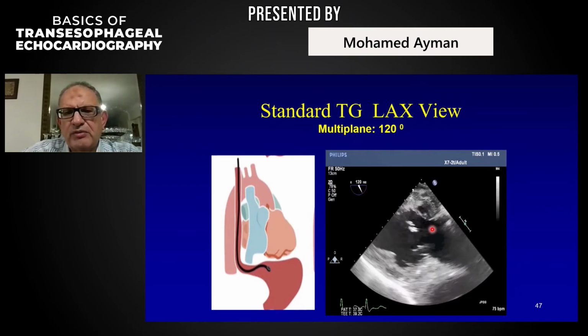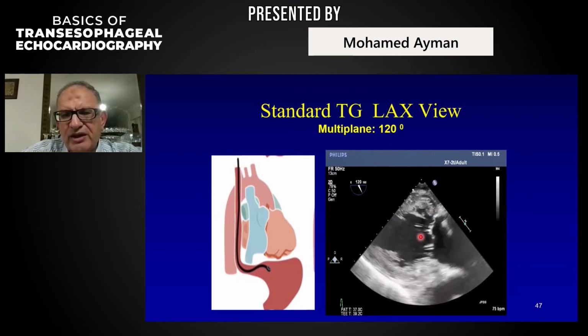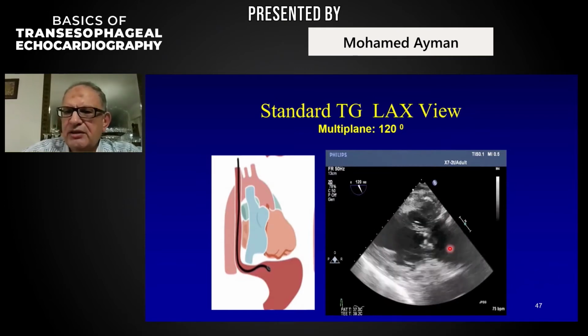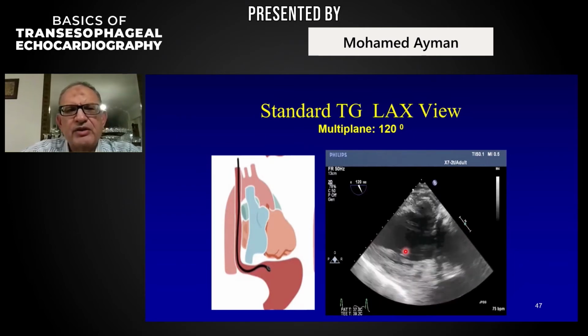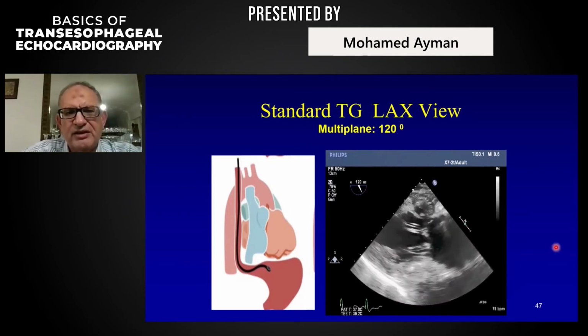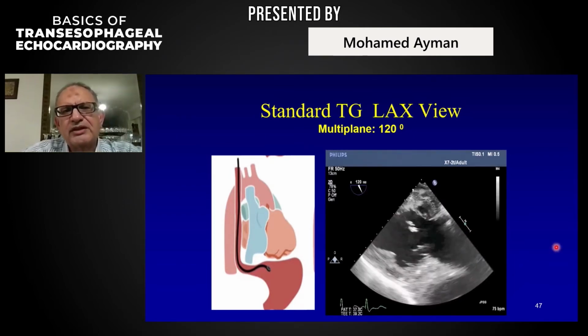This is the posterior mitral valve leaflet. In the far field, you can see the anterior wall of the left ventricle and the anterior mitral valve leaflet. You can see the very thin cord here, and we have the anterior papillary muscles. You can see beautifully the mitral valve and the subvalvular apparatus in this view. So we call this a standard transgastric.